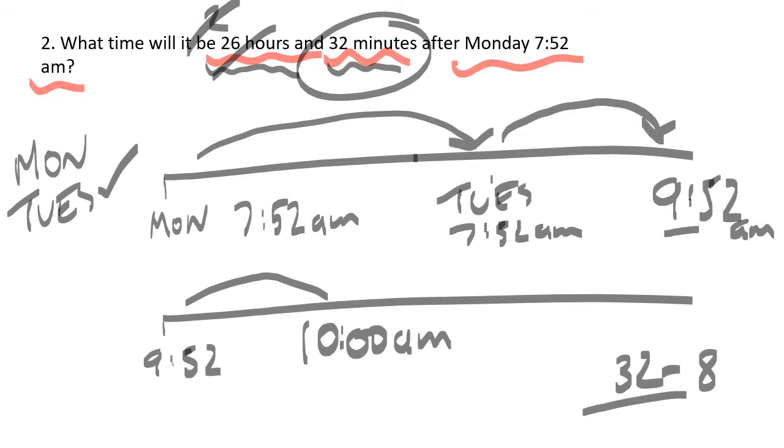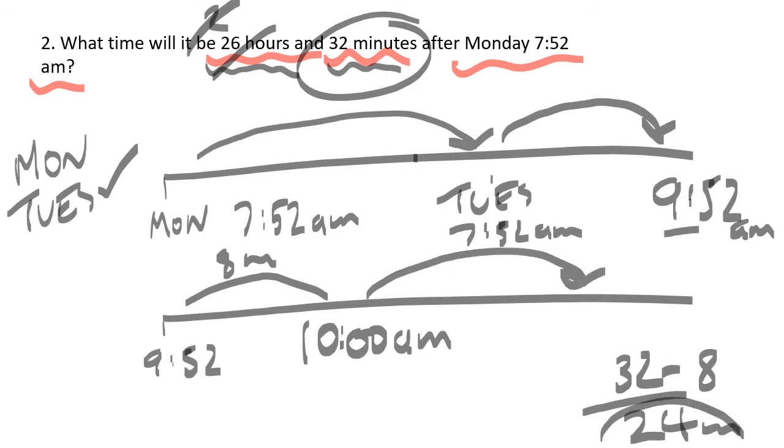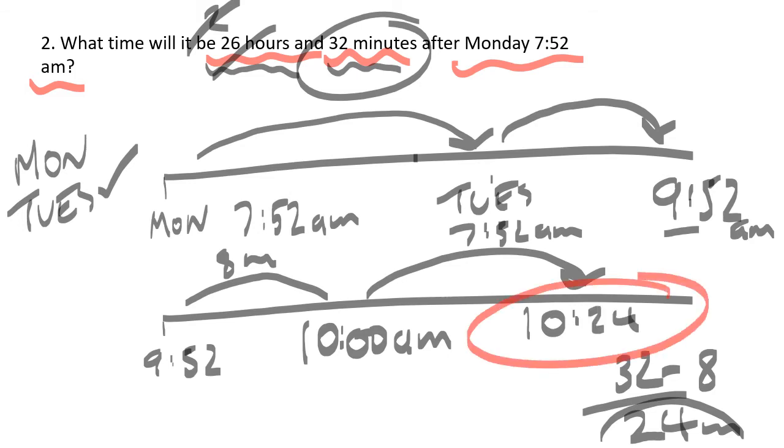gee, Mr. Burns, 24, isn't it? It's 24. So we've jumped 8 minutes to 10 a.m. That's great. But there's still 24 minutes left. And now I know, because there's only 24 minutes left, it's going to be 10:24. So the answer is 10:24 a.m. on Tuesday. I wonder how you went.